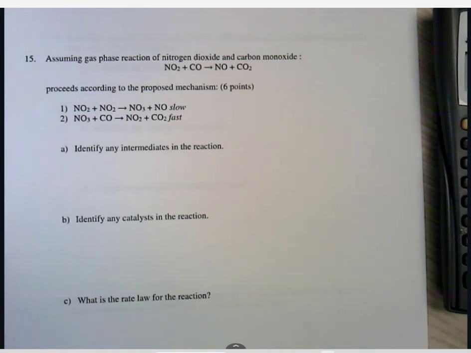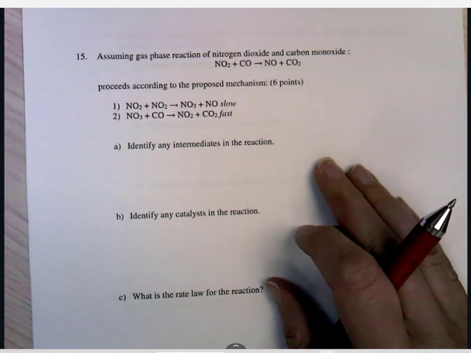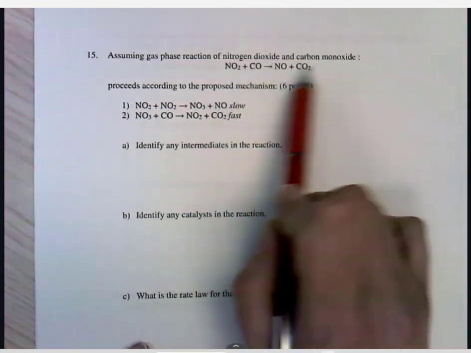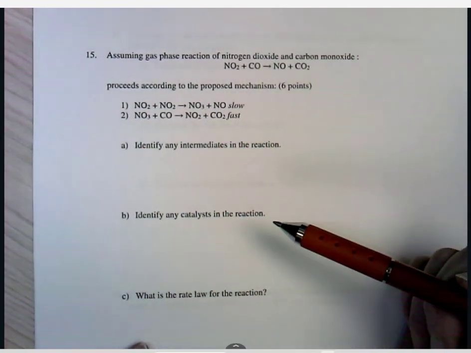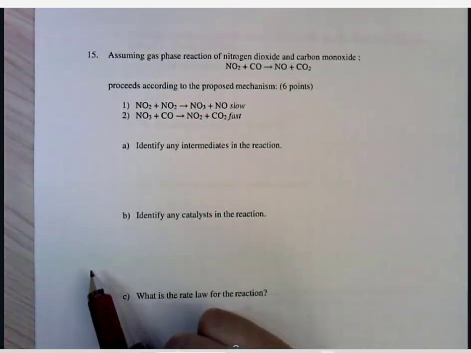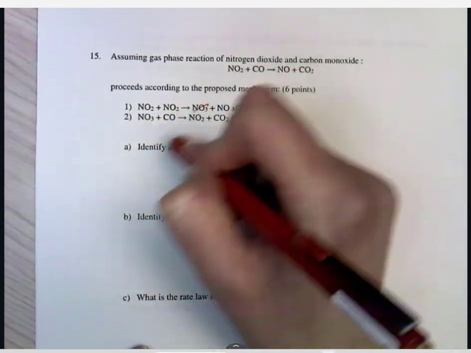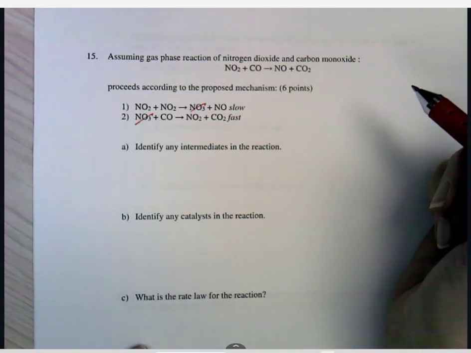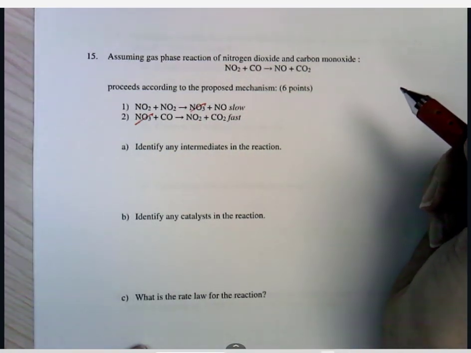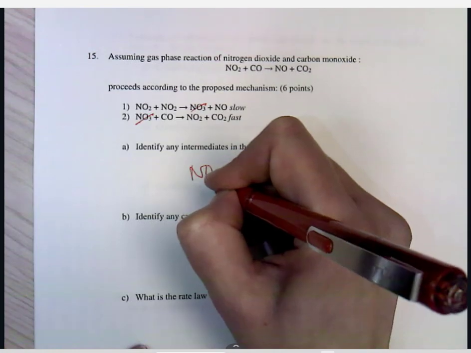All right, here is a mechanism problem. There's the word, mechanism. So here's my overall reaction. Here's my rate, or my mechanism, and it asks me for any intermediates. Remember, an intermediate is something that's made in an early step and used up in a later step. And that's all I see, so NO3.